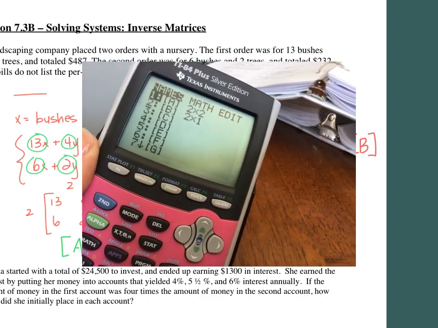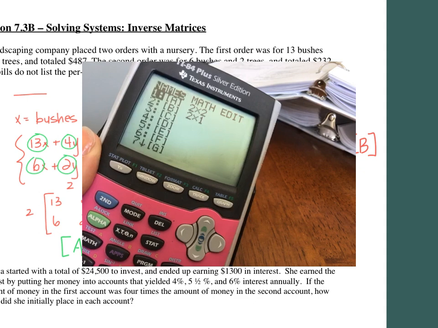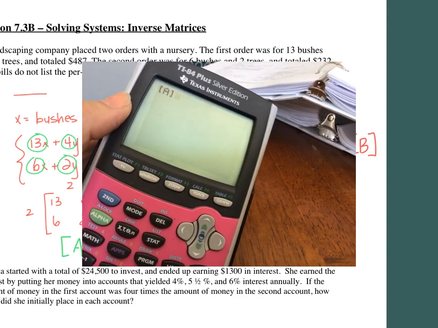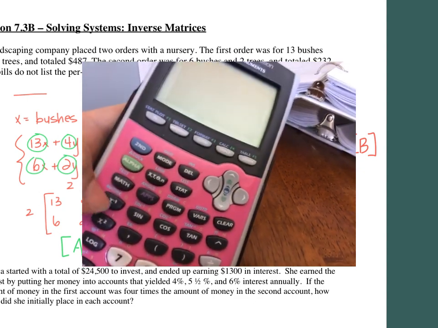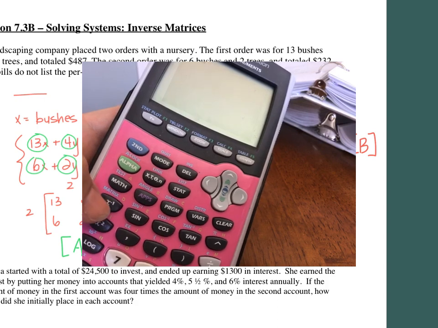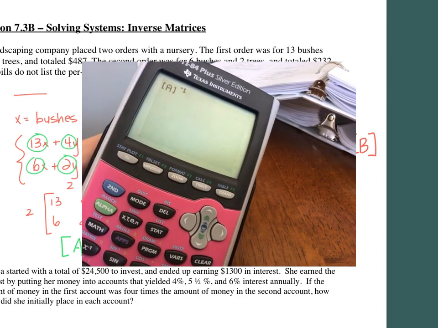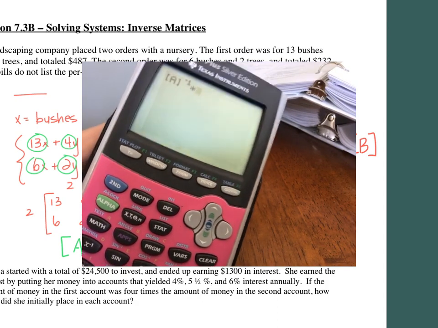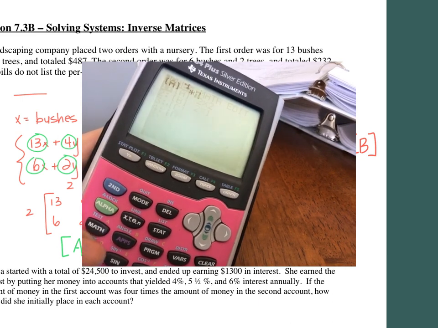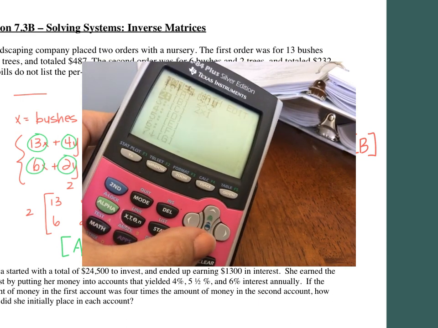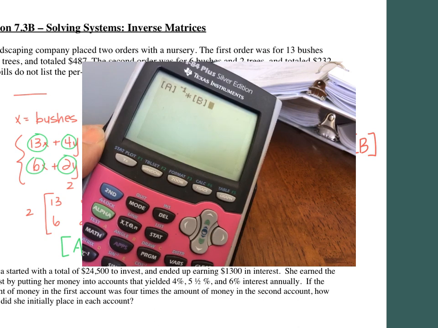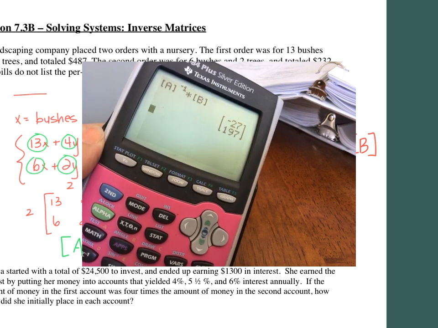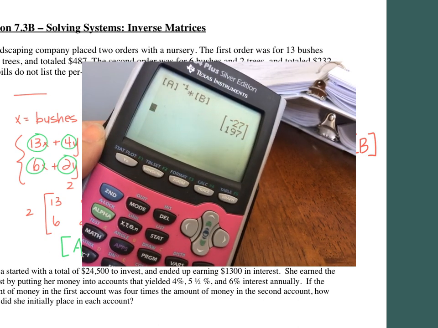Remember the order matters, so we just start with matrix A. So I'm going to put enter under the names. And then I'm going to use my inverse button, which is right underneath matrix. It's that little -1 symbol. And then I'm going to multiply, use the regular multiplication, by matrix B. So I'll go down and select matrix B. I'm going to hit enter. And there's our values.